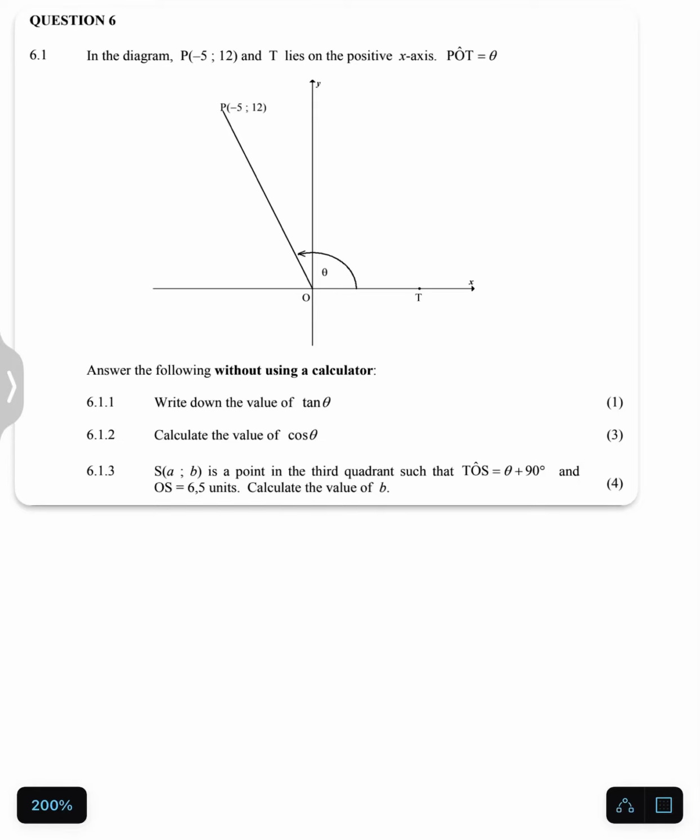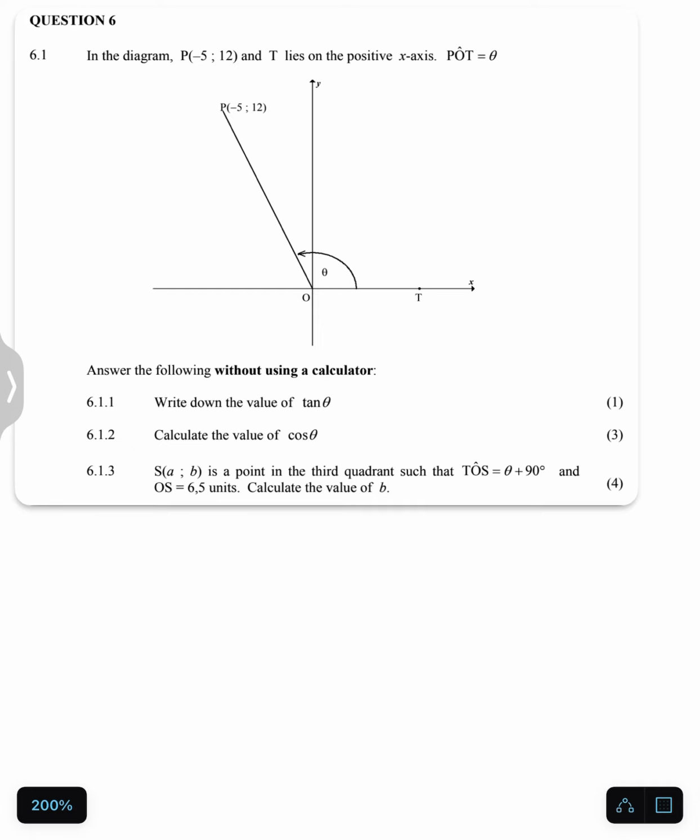In this video, I'm going to look at question 6. So it says this is 6.1 in the diagram, point P with coordinates of -5 and 12, and T lies on the positive x-axis, and angle POT is equal to theta, and then we are given a diagram.